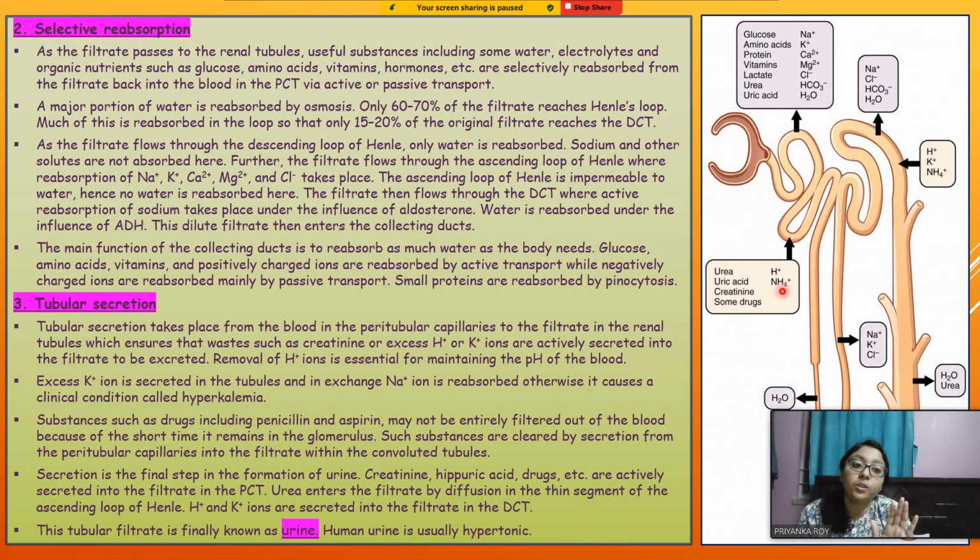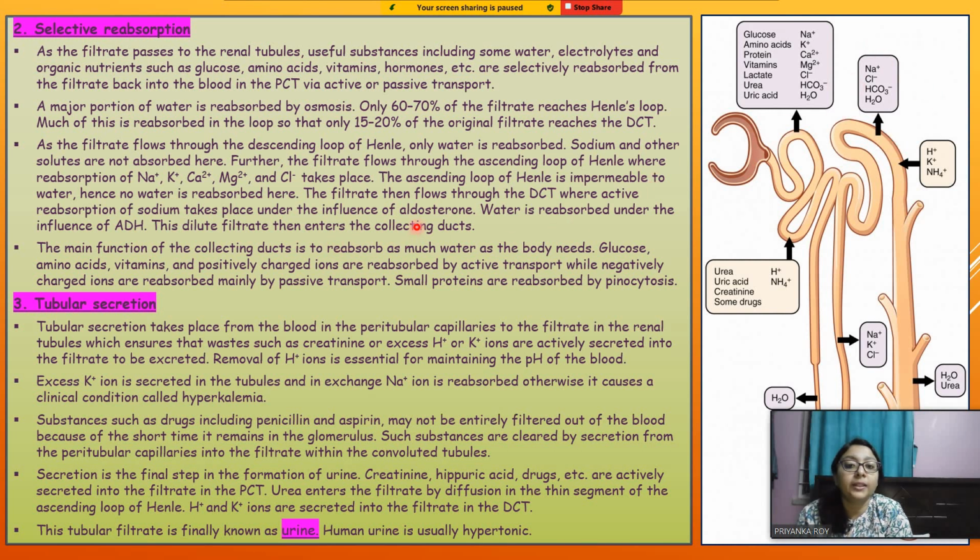Further, when it goes into the ascending loop of Henle, the reabsorption of ions takes place because the ascending limb of the loop of Henle is impermeable to water. So no water is reabsorbed here. So the filtrate then flows through the DCT where active reabsorption of sodium takes place. So sodium is uptaken from here.